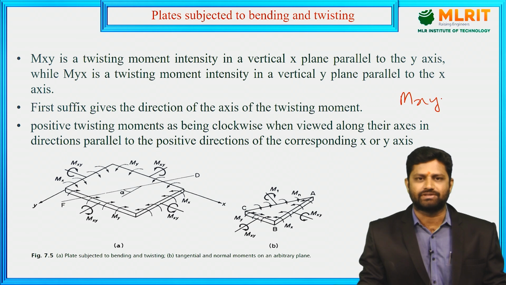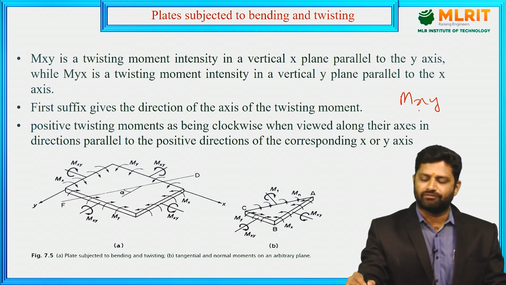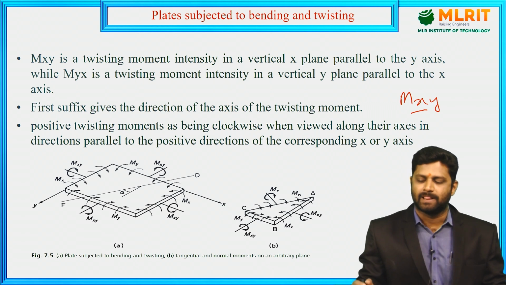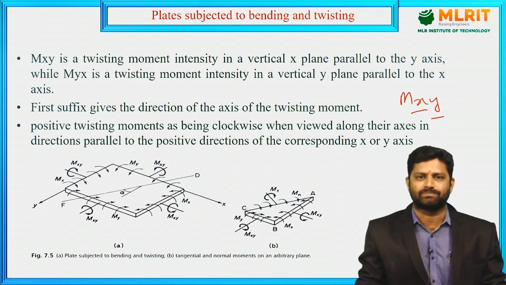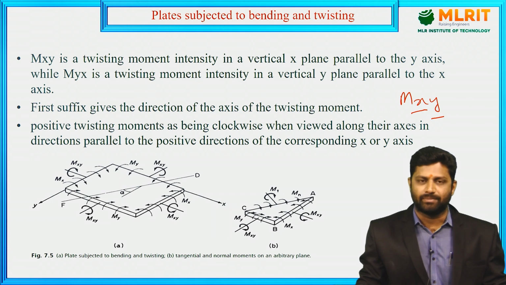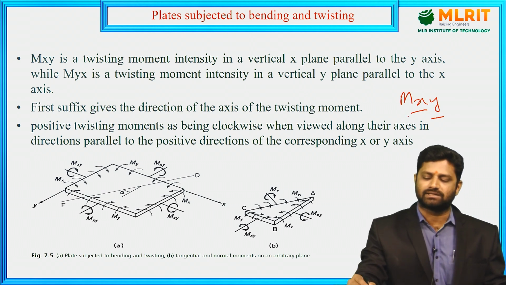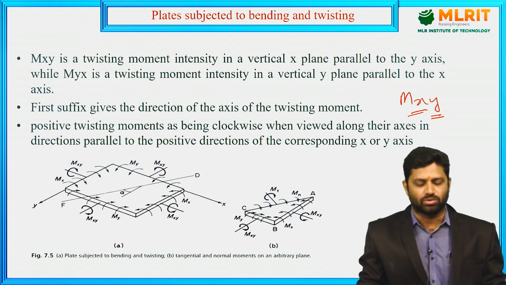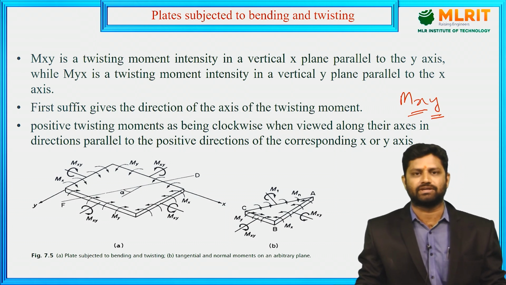Now, there are two suffixes here, similar to the shear stress. The first suffix x indicates the plane on which it is acting. So, mxy means it is acting in the x plane, and y gives the direction. The first suffix indicates the plane on which it is acting, and the second suffix denotes the direction of the twisting moment. So, mxy means the twisting moment acting in the x plane in the y direction. That is what we have to know about the first and second suffix of the twisting moment.